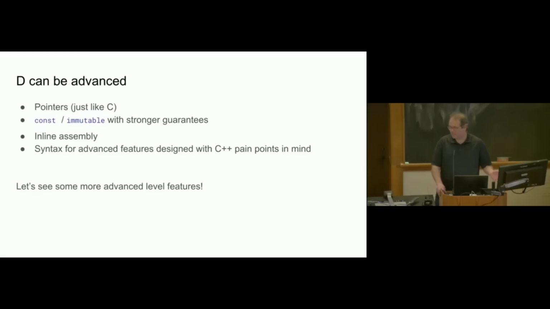But D is not just simple. We can do advanced features. So we have pointers, just like in C, even though we have a garbage collector. We have const and immutable attributes, which prevent you from changing things if you declare it that way. And we have inline assembly. So anytime you need to actually write assembly, instead of creating a new file with assembly syntax and compiling that with an assembler, you just write it inline, and that works.